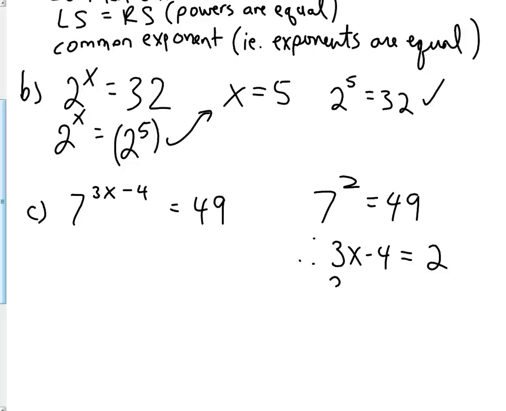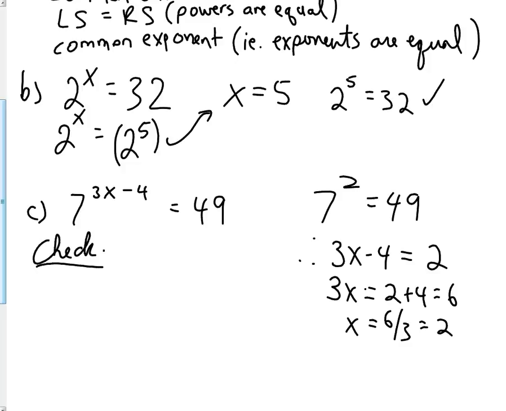We'll solve that equation. We get 3x equals 2 plus 4, which is 6. So x equals 6 over 3, which is equal to 2. And as a check, we can go and check that value of x equals 2. The left side, it would be 7 to the 3 times 2 subtract 4. And that's 6 subtract 4, which is 2, which is 49. And so left side equals right side.